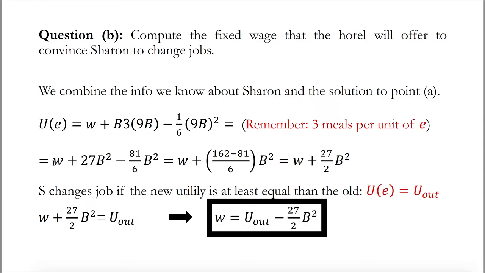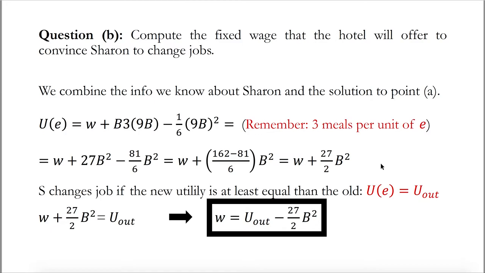Then, if we do the math, I multiply 9 times 3, b squared. Here I do the square and then I divide by 6, and then we rearrange things a bit, and we get this function here. So the utility of E, according to the optimal level of Sharon, is going to be W plus 27 over 2 times b squared. So now we know this value.